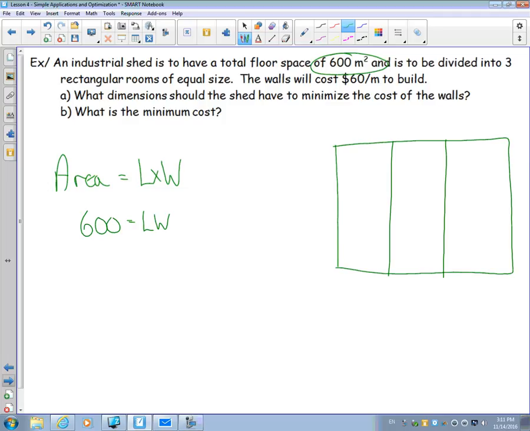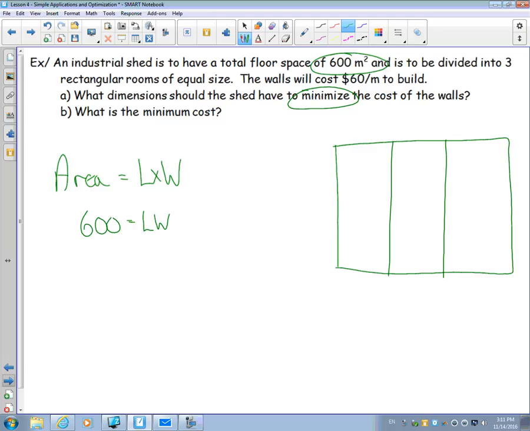What else have they given us? They told us the walls will cost $60 per meter to build. What dimension should the shed have to minimize the cost of the walls? So I see that word minimize in there. That's an optimal value. But my problem right now is I've only got one equation and it has 2 variables in it. I can't solve 2 variables with one equation. I need a second equation.